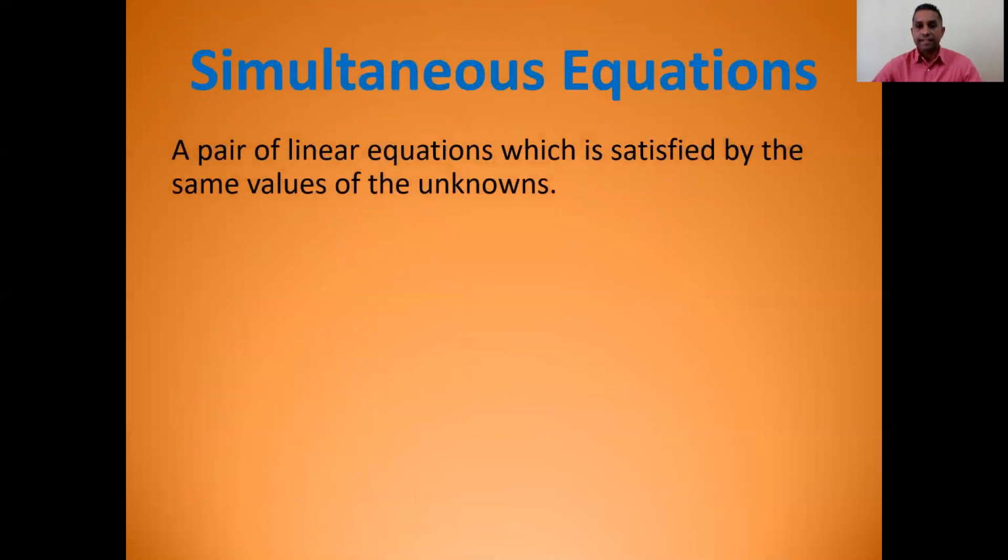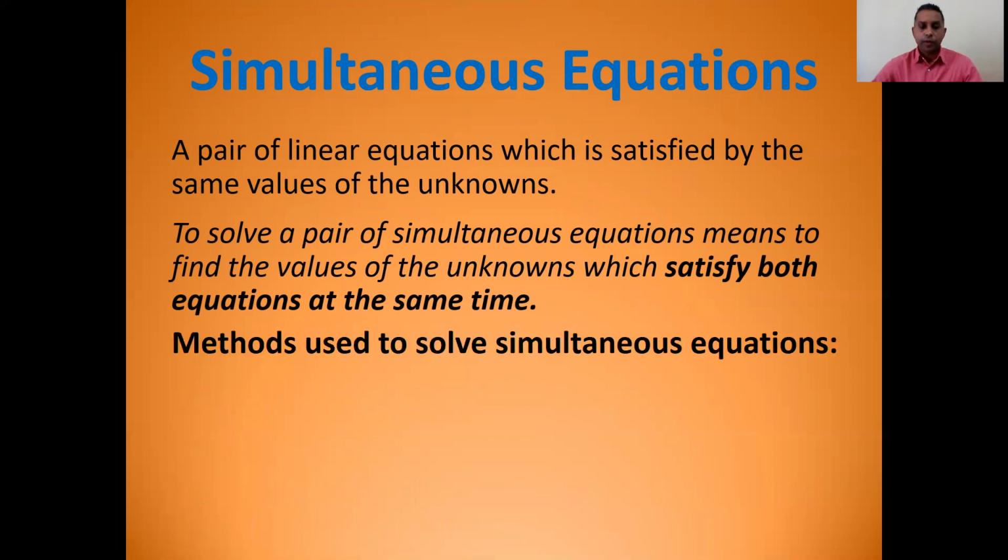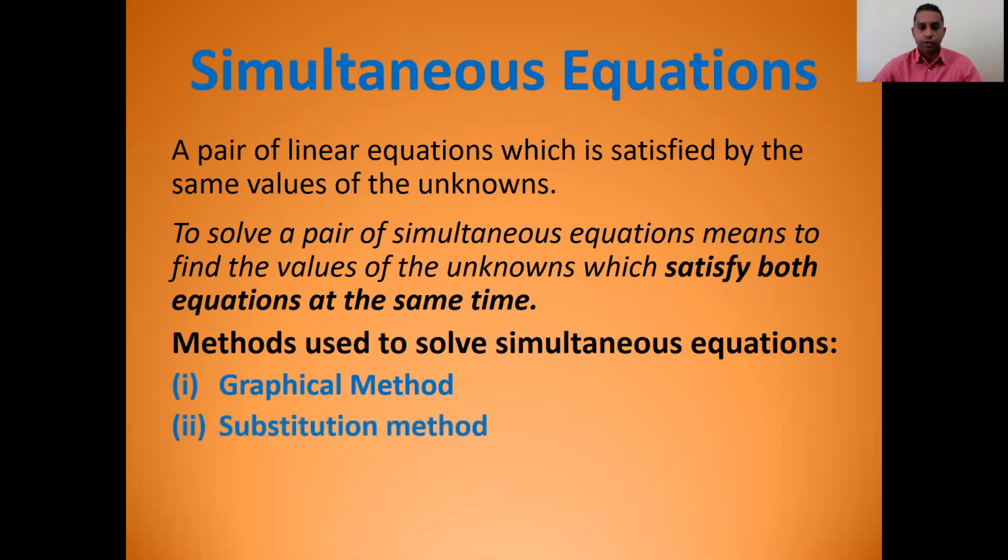Simultaneous equations consist of a pair of linear equations which is satisfied by the same values of the unknowns. When we are asked to solve simultaneous equations, it simply means to find the values of the unknowns which satisfy both equations at the same time. The methods that we are going to consider at this level are the graphical method, the substitution method, and the elimination method. For today's program, we will consider the first two methods.